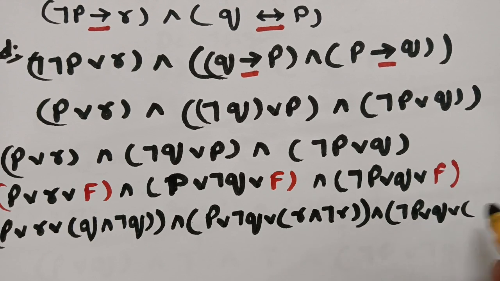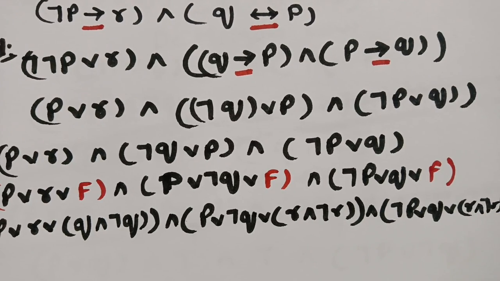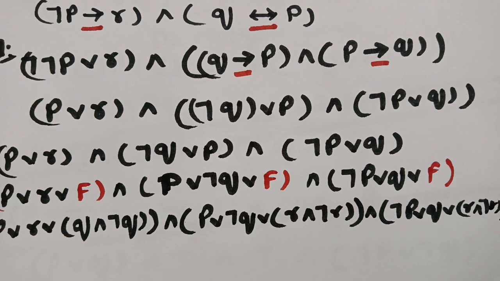And next one, this is negation P or Q or. So in place of F, what is missing? R is missing, that is R and negation R. So this is R and negation R.